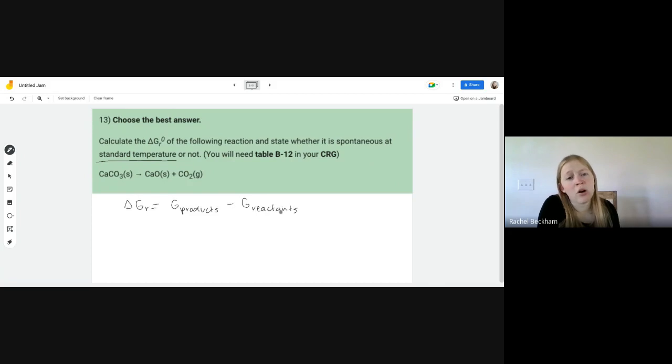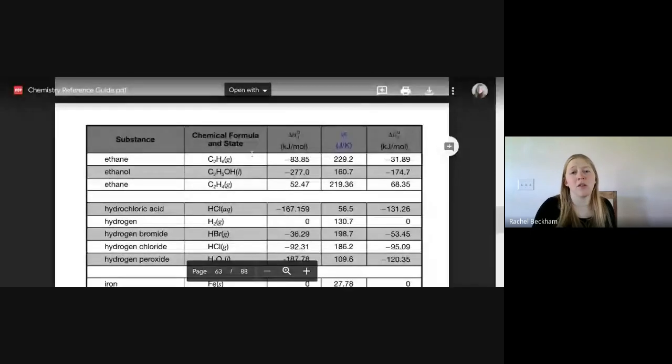Okay, so what are our products here? Okay, we'll see this arrow. Everything to the right of that arrow is a product, and everything to the left of that arrow is a reactant, okay? So what are my products? My products are CaO plus CO2, minus my reactant, which is CaCO3. So I need to go look up the delta G values of those things. It needs to be the delta G values.